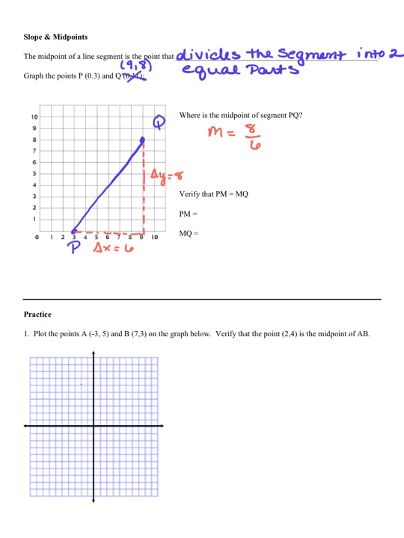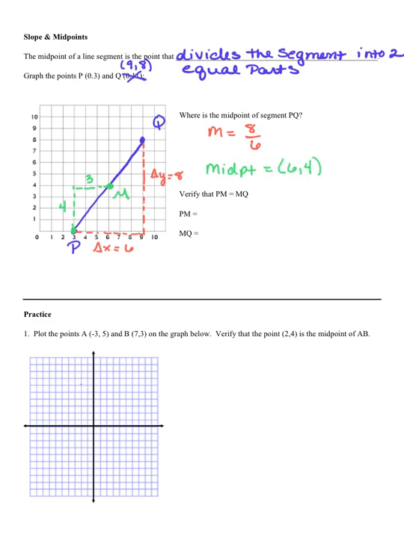This means to find the midpoint of segment PQ, we can start at point P and go up 4 units and over 3 units. Again, to find the midpoint, we need to use half the distance that the slope tells us to travel. So that means the midpoint of segment PQ is the coordinate 6, 4.